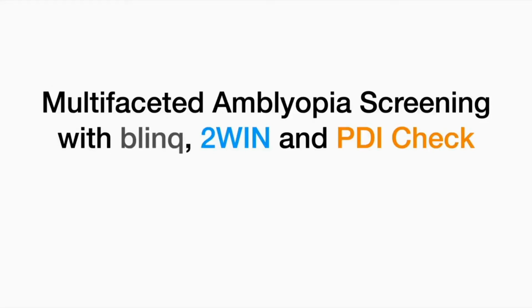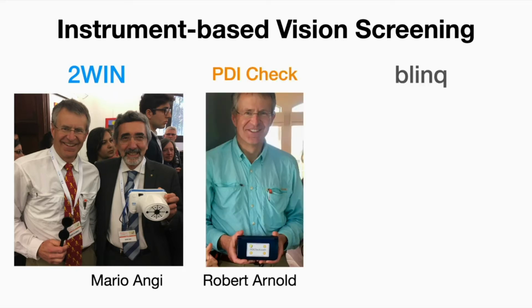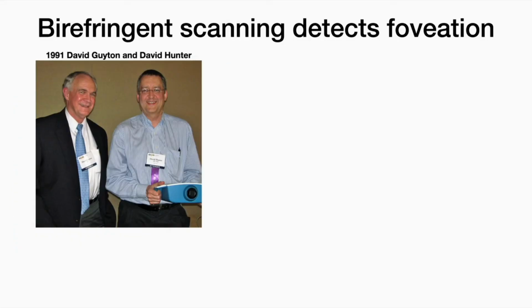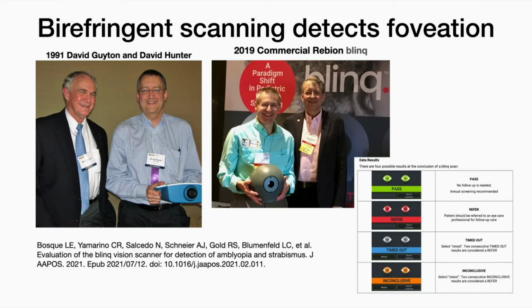Multifaceted amblyopia screening. We will look at the 2Win, the PDI Check, and the new blinq screener with input from all the developers. The birefringent scanning with blinq started out back in 1991 and became commercially available in 2019. The device now provides pass, refer, timed out, and inconclusive results. And here is recent validation.